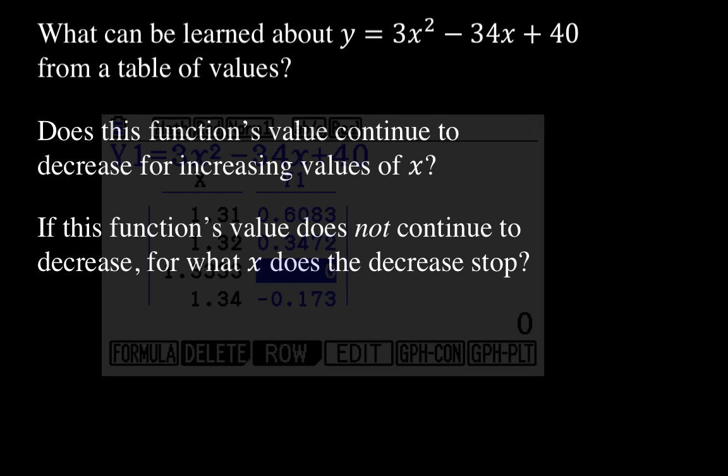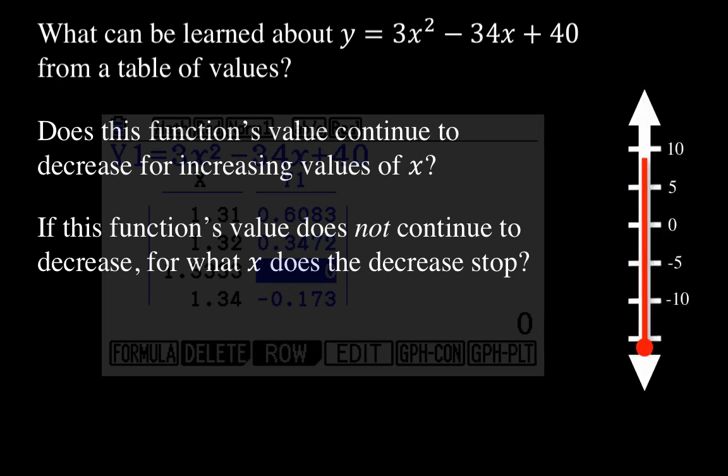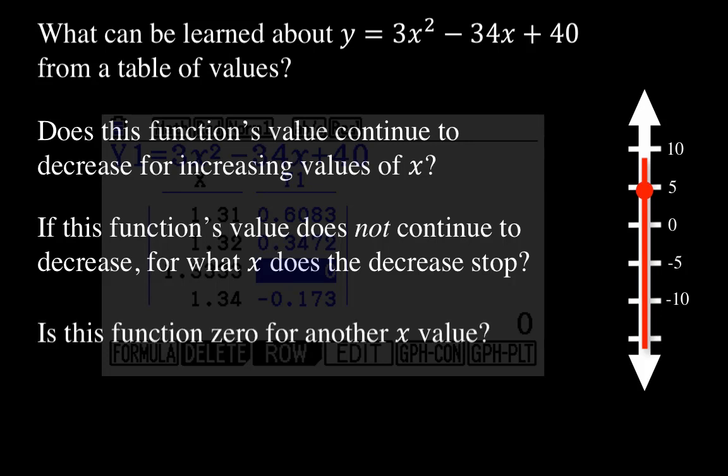But of course, if it is the latter, it would be interesting to know the exact value of x for which the decrease stopped. Oh, and one last thing. If the function's value were to stop decreasing and start increasing, it might go from a negative value back to a positive value. And so, of course, it will be 0 for another x value. And so there's another thing for you to investigate. Go to it.